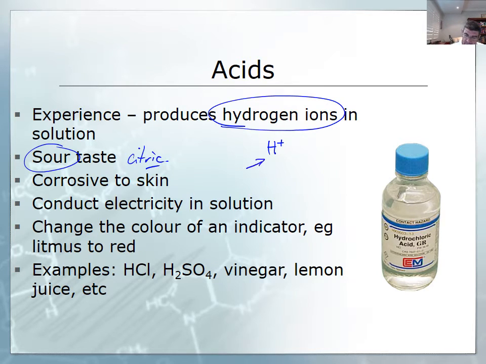Because of the liberation of ions, they can conduct electricity in solution. They change colour of indicators. Probably the most common one you've used up to this point will be litmus. And obviously litmus that's red stays red and blue litmus turns red. And some general examples include hydrochloric acid, sulfuric acid, vinegar, which contains acetic acid, lemon juice, and so on.